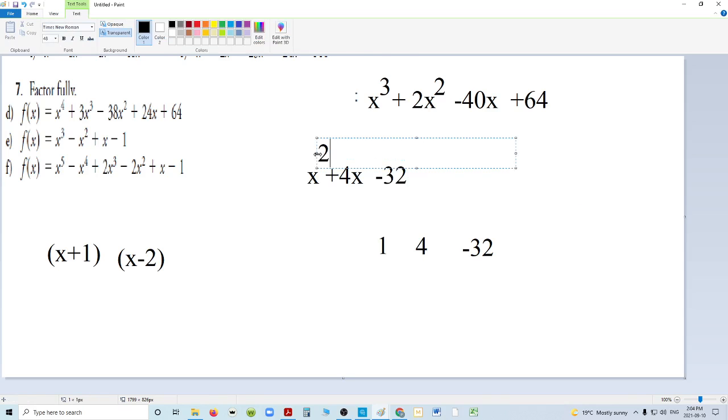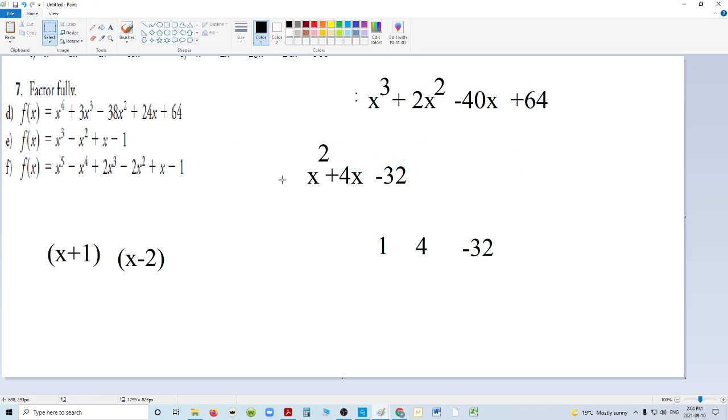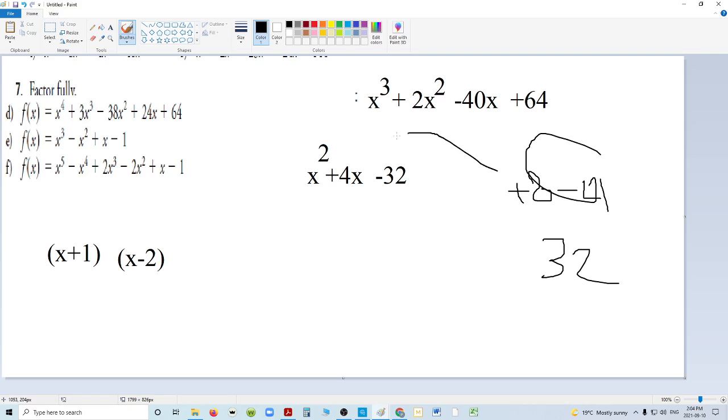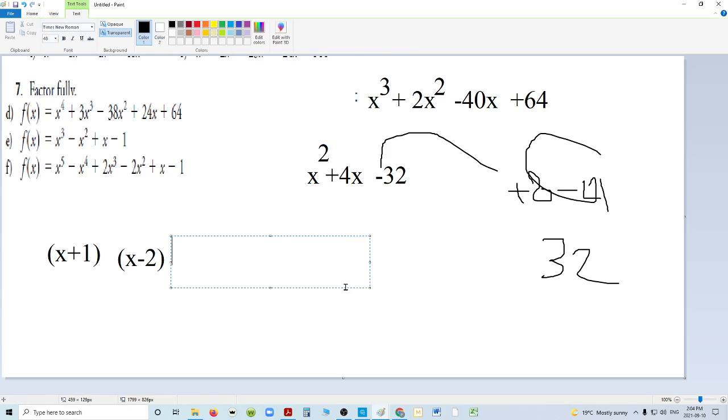And you can ask yourself, since the 4 is not far apart, we're looking for factors of 32 that are very close to each other. So like 8 and 4: plus 8 and minus 4 multiply out to negative 32 and add up to plus 4. So right away we get the bigger factors, x plus 8 and x minus 4.